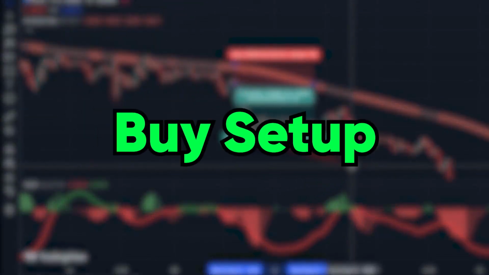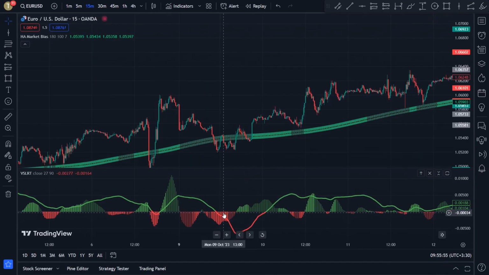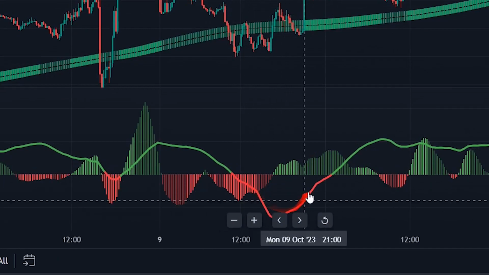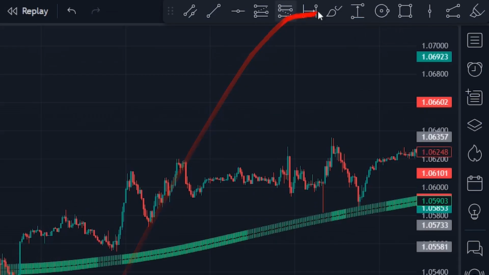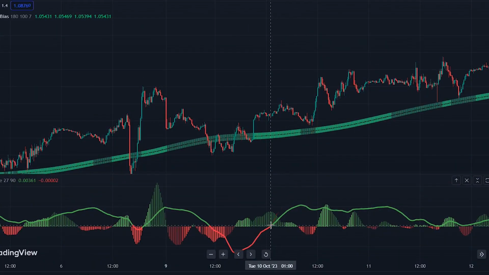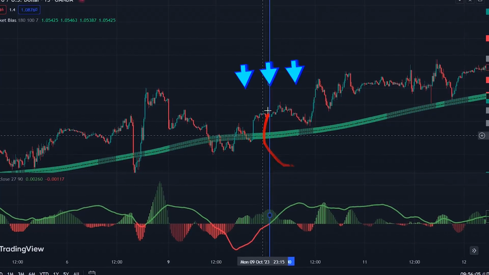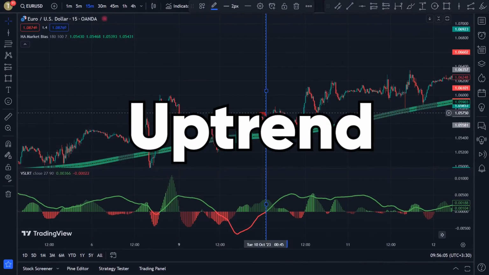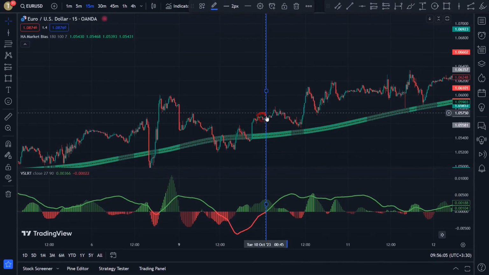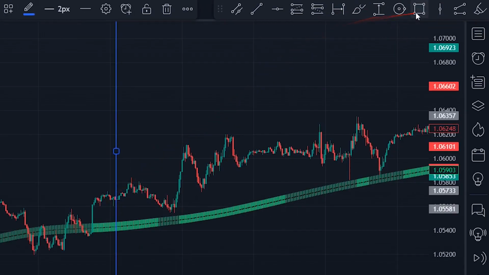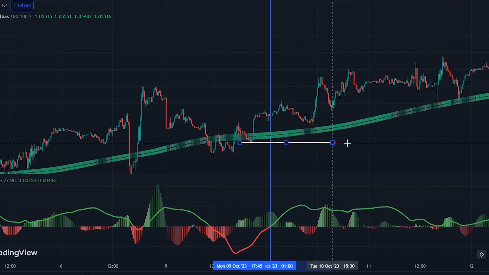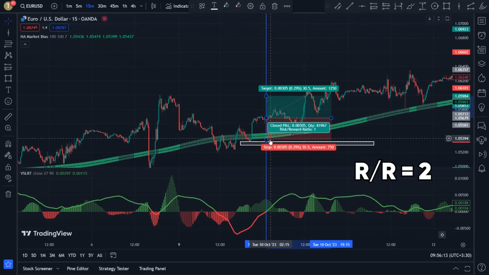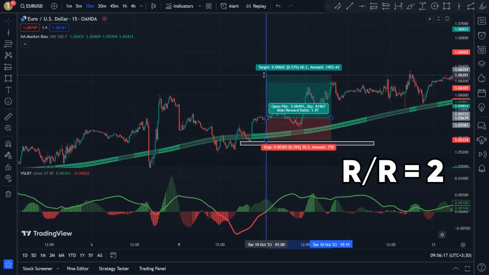Buy setup. When the VSLR indicator shows the first green columns and the trend line also changes from red to green, and the price is above the market bias line, we understand that we are in an uptrend and we can place a buy order here. Set your stop loss below the market bias line. And risk to reward ratio is 2.